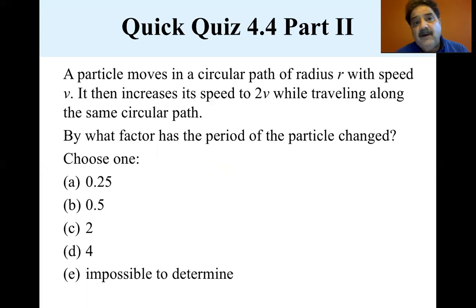Okay? Now, a particle moves in a circular path of radius r with speed v. It then increases its speed to 2v while traveling along the same circular path. By what factor has the period of the particle changed? So let's look, see where they show the period.